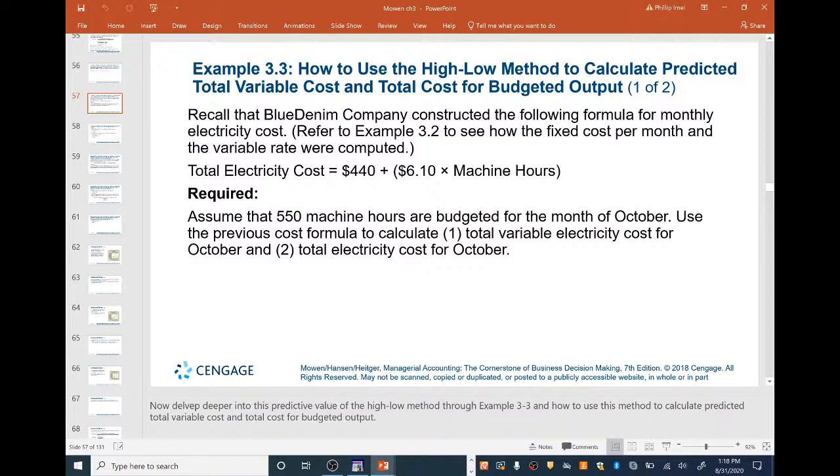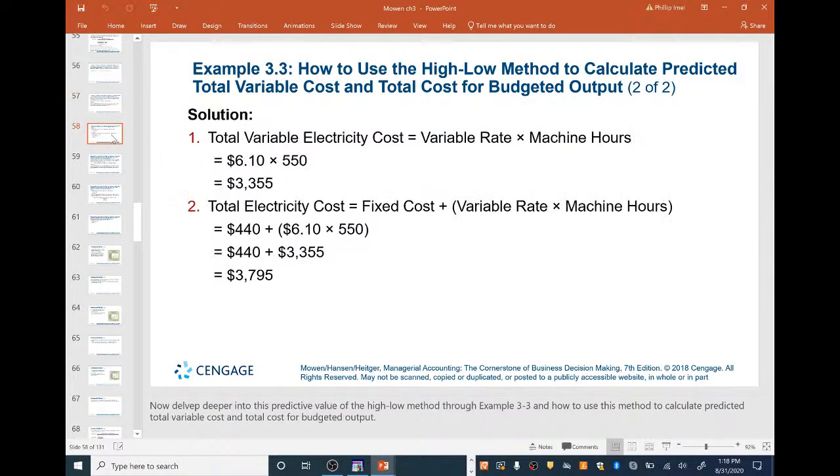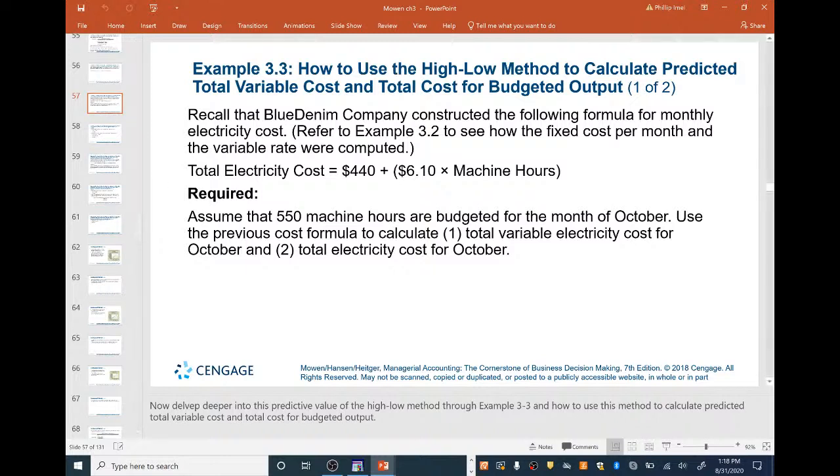So this should be easy, right? The hard part's done. We found our formula. So finding the formula is going to be the hardest part, in my opinion. Then from there, we just punch the given data into the formula that we found. So the first thing it's asking us: total variable electricity cost for October. So what's total variable electricity cost? That's this part right here of it, right?